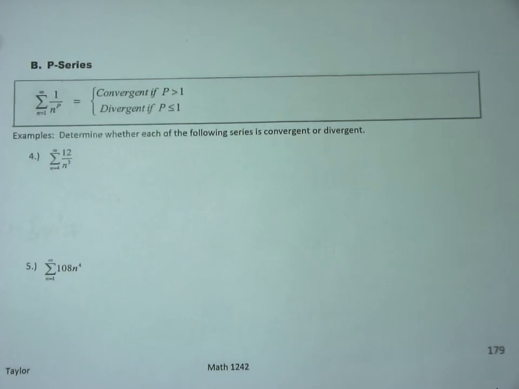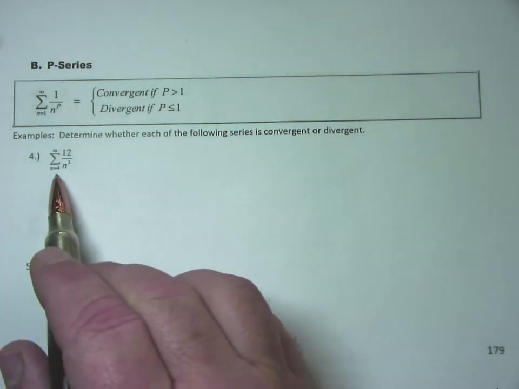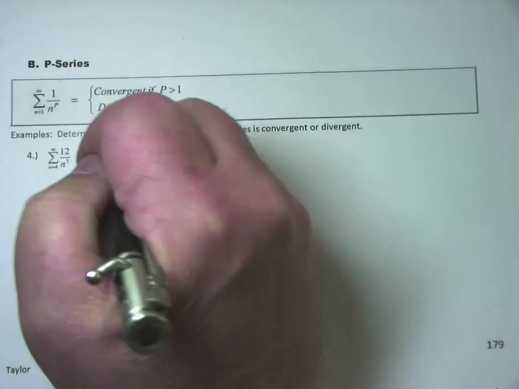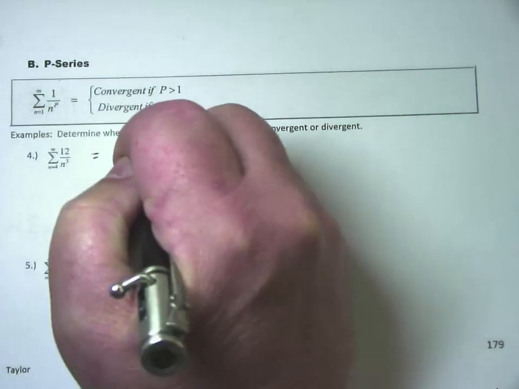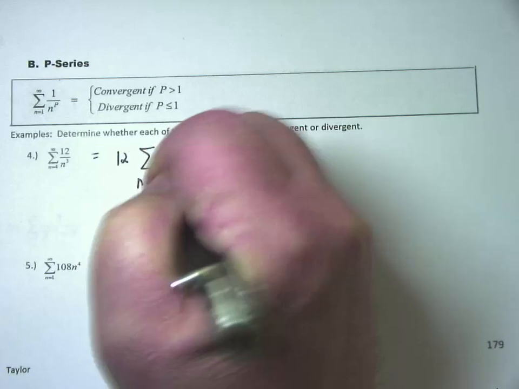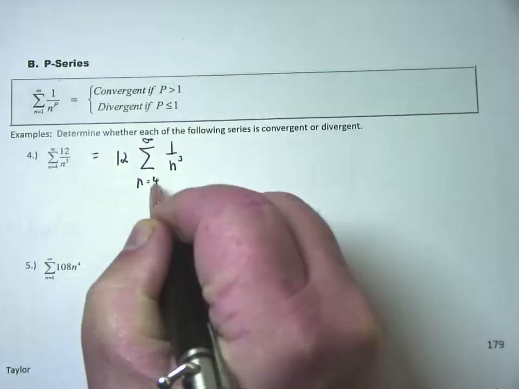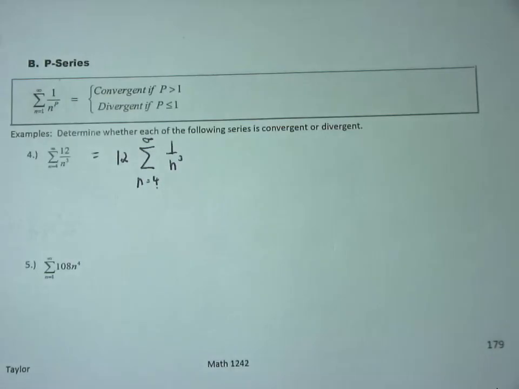Determine whether each of the following series is convergent or divergent. First is the sum as n goes from 4 to infinity of 12 over n cubed. First things first, 12 is a constant. What do you get to do with constants? Pull them out front. So this is 12 times the sum as n goes from 4 to infinity of 1 over n cubed.